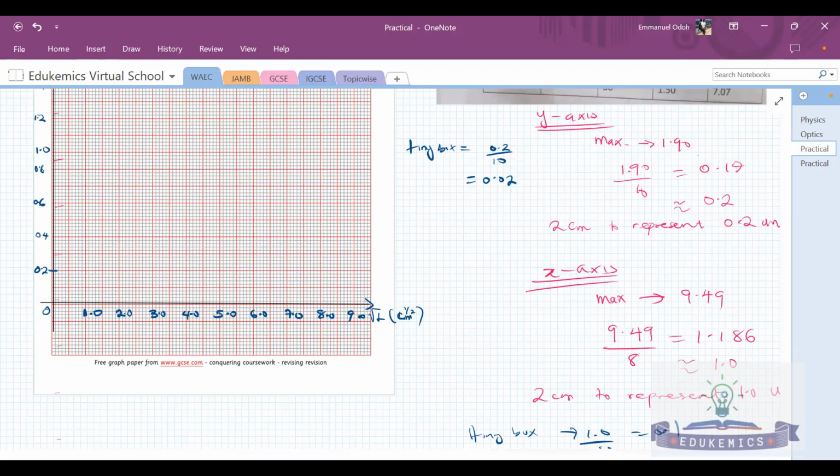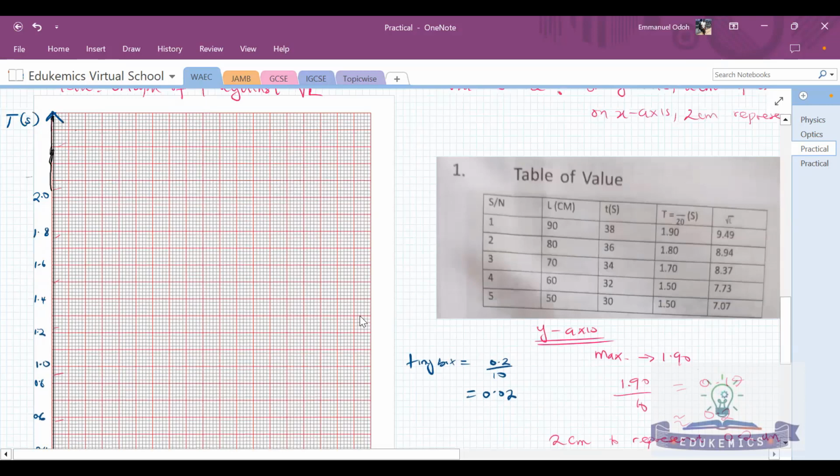So 9.49. This is 9. 9.1, 9.2, 9.3, 9.4. Almost at 9.5. So I put it at 9.49. I prefer to use the cross. You can use a ruler and trace the point like this, and mark the points. So it matches this. Trace it down. Then we'll move to the next one.